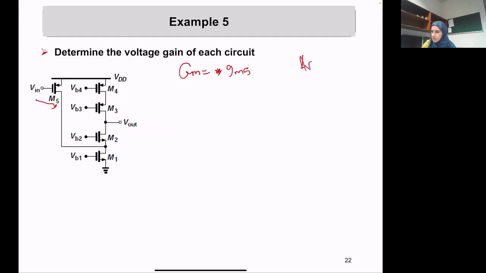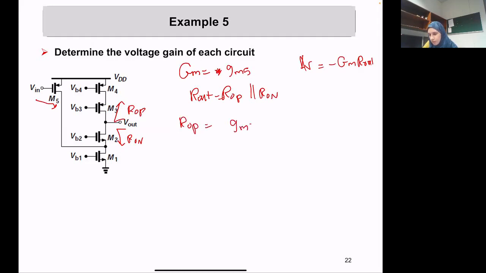So our GM is capital GM times R out. Now, let's find our R out. Our R out, again, is the impedance that we see up in parallel with the impedance that we see down. Let's do them one by one. This is R out P, and this is R out N. So R out P is equal to GM3, R out 3, R out 4. This is easy. What about R out N?